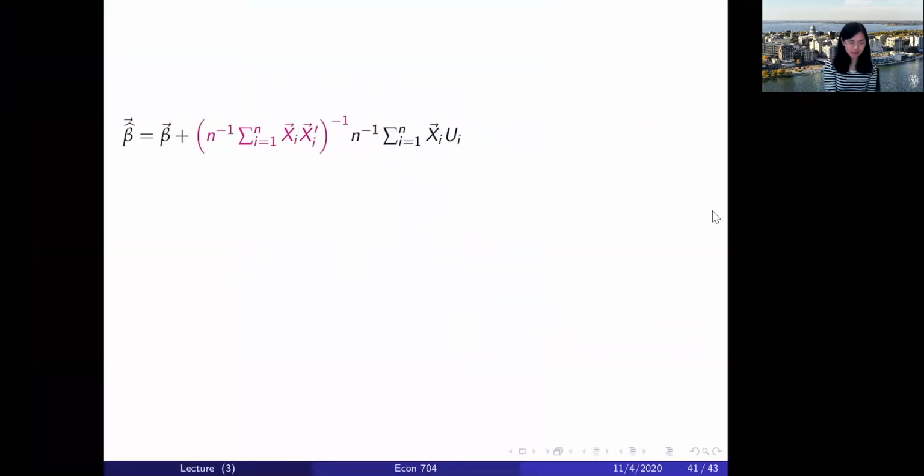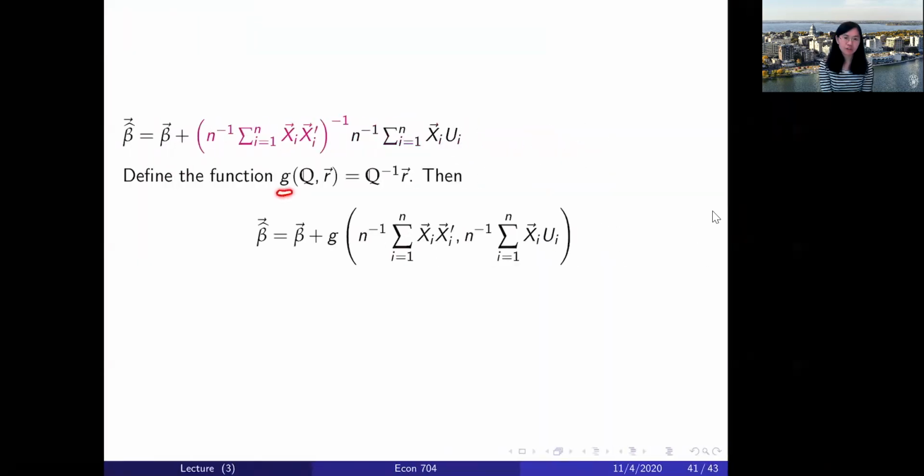Now let's move on to the next page. So beta hat equals beta plus the estimation error, which is written in this way. Now, as you can see, beta hat minus beta is in fact a function of this random matrix and this random vector. Now, if we define a function little g of a matrix Q and the vector R to be Q inverse R, then this estimation error beta hat minus beta will be g of the sample average of xx prime and the sample average of xu. So that is our Qn matrix, and that is our Rn vector.